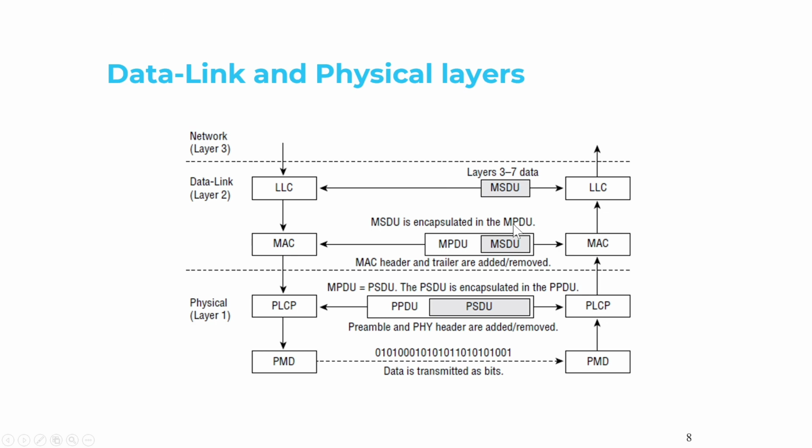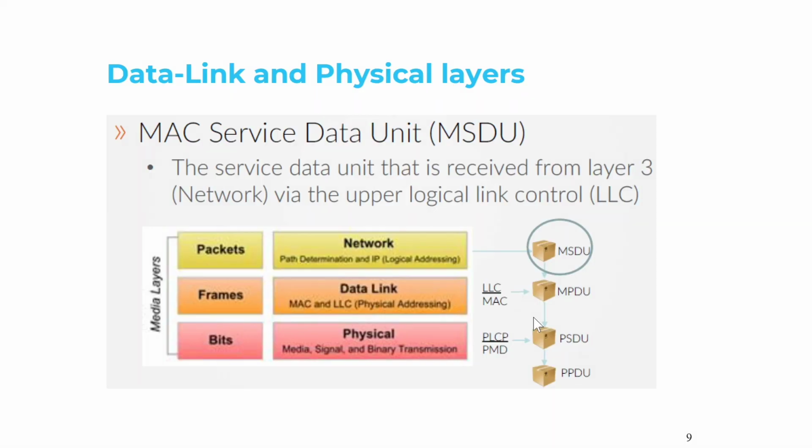A picture is worth 1,000 words. So this is exactly explaining how that encapsulation is happening when the data gets handed over from layer 3 to layer 2 to layer 1, and then on the other side it starts to decapsulate back. So if you can keep this picture in your mind when you're understanding how things get handed over, this will actually help you a lot. Now let's look into a little more detail.